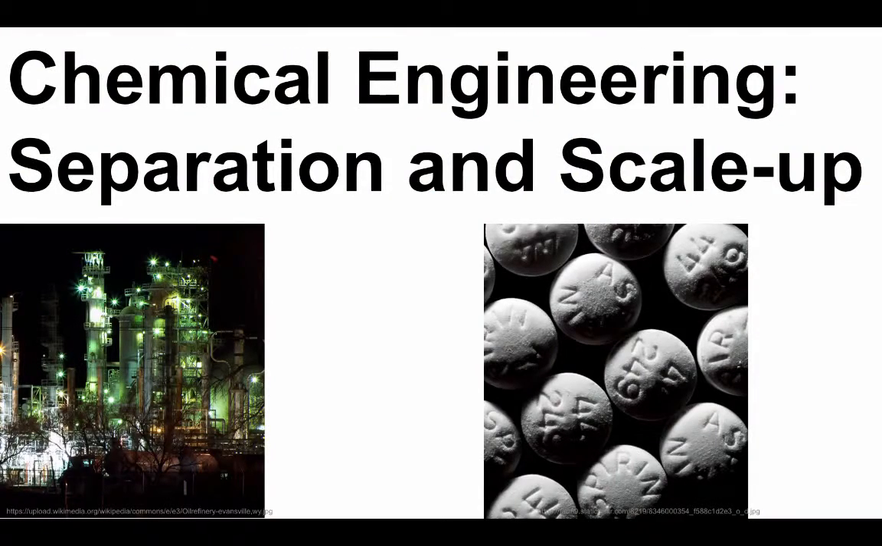To talk about separation, think about oil. When you first take oil out of the ground, it's not terribly useful for anything. What you need is for a chemical engineer to come in and do a distillation process or separate it into its components. And then you have all different components that are useful for many things, such as kerosene or gasoline for your car. When it comes to scale-up, think about aspirin.